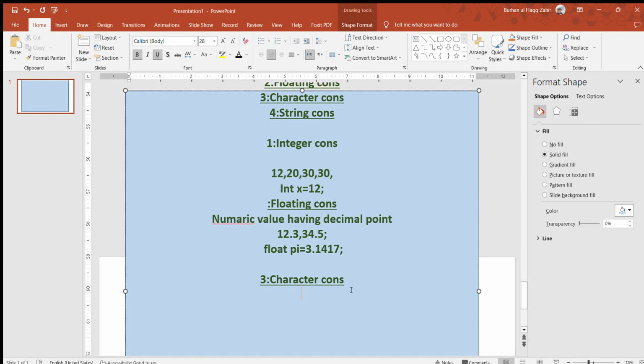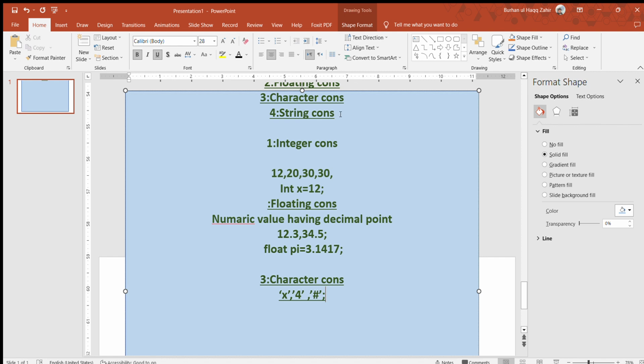For example, we have like this: 'X', right? You can use some special characters like this. So this is the character constant. In a character constant there is a single character, digit, or special character, each of which is quoted by single quotations, written inside the single quotation. So this is called a character constant.